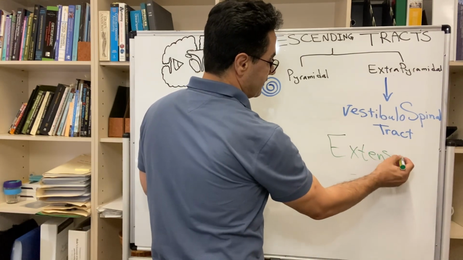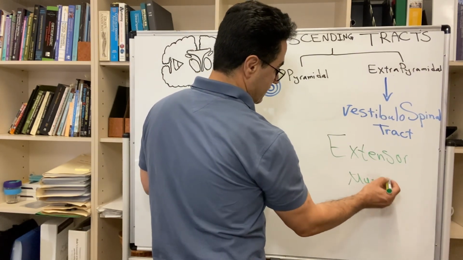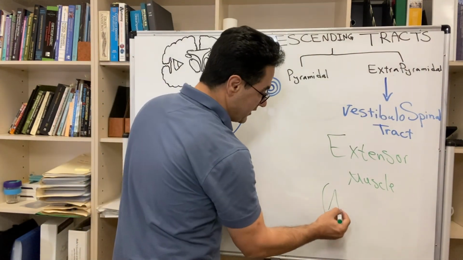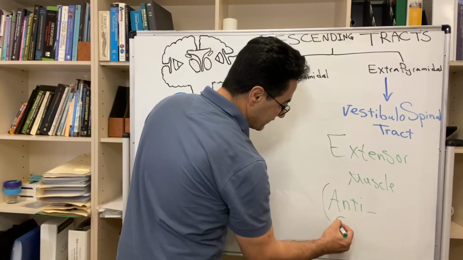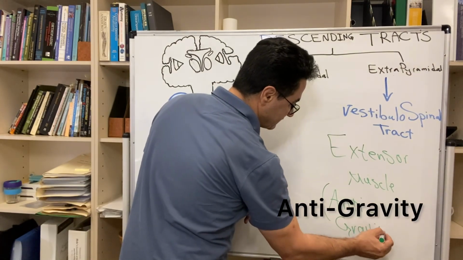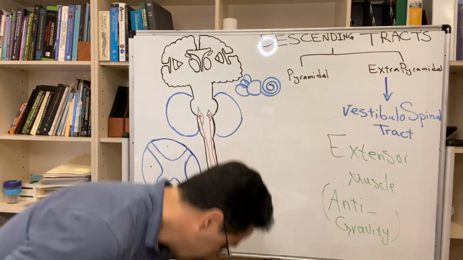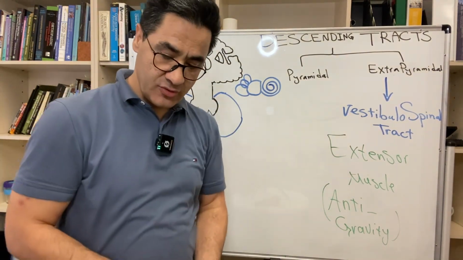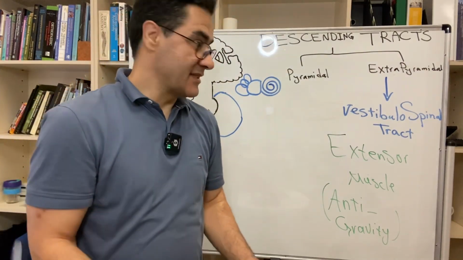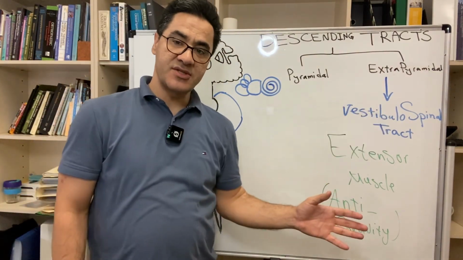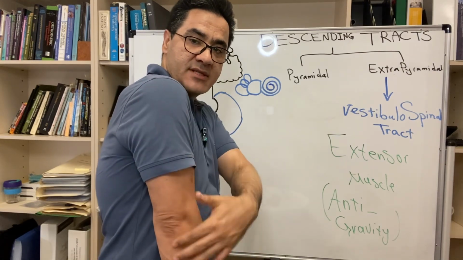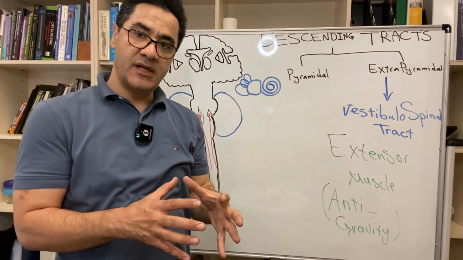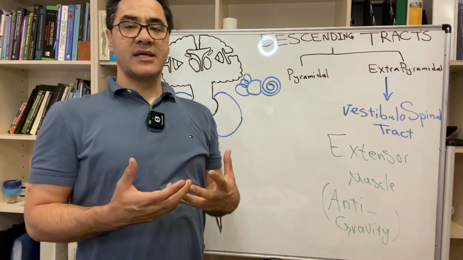Extensor muscles, or you can classify them as the anti-gravity muscles. Why? Because gravity wants to pull you down to lose your balance, but the vestibulospinal tract supplies the extensor muscles of the limb and extensor muscles around the vertebral column to extend you and take the balance.